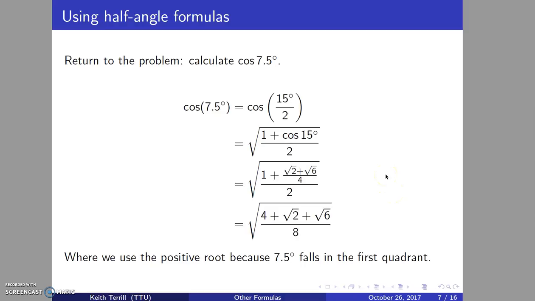We'll end on that. Coming in next time, we will look at making the half angle for tangent, making a whole bunch of other formulas, in fact, and then just seeing what we can do with that.